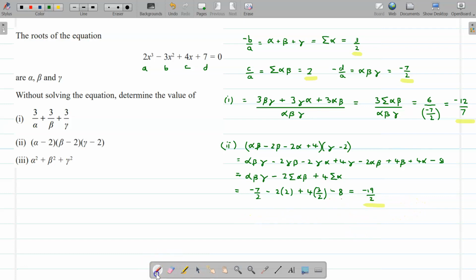And the third question, I'll do that over here. So we have alpha squared plus beta squared plus gamma squared. Well, you can use the result, if you can remember it, that's the same as alpha plus beta plus gamma all squared, minus 2 lots of the sum of the product pairs.